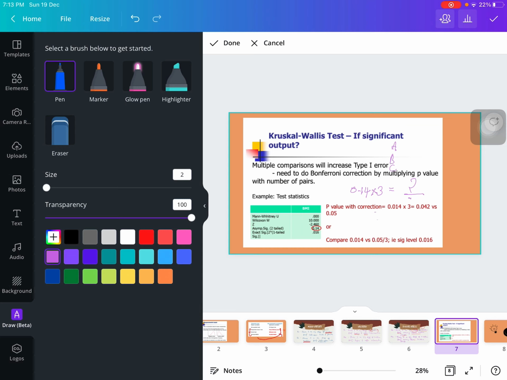Ataupun lagi satu cara ni, kelas, 0.14 tu you comparekan dengan significant level tu bahagi dengan 3. So significant level kita is 0.05 bahagi dengan 3. So 0.14 ni kita compare dengan 0.016 instead of 0.05. So 0.14, is it less or is it more than 0.016? It is more than 0.016. So there is no significant difference. Okay, it is more than 0.016. So therefore there's no significant difference between A and B perhaps.